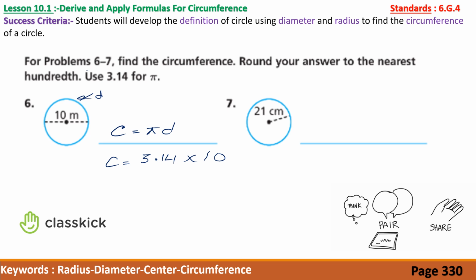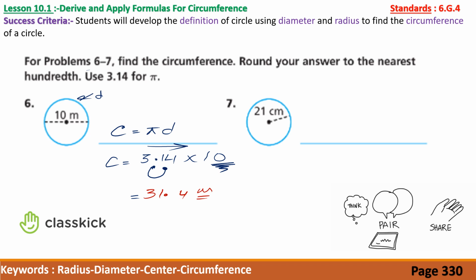Now when 10, 100, 1000 comes, our life becomes so easy because we will only move the decimal forward. How many places? 1 digit because there is 1 zero. So move the decimal forward 1 digit. After 1 digit, the point will be here. So our answer will be 31.4 meters. Don't forget to put the unit.